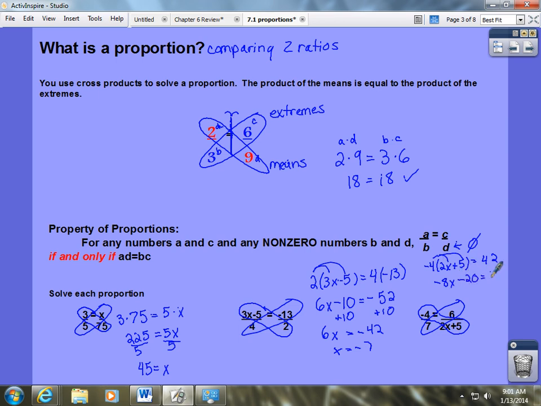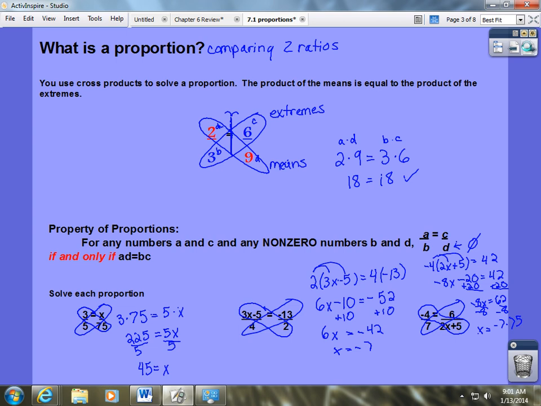And add 20, and 20. Okay, and I get 62 equals negative 8x. Negative 8x equals 62. Okay, so when I divide by negative 8, I get x equals negative 7.75. Okay, so all we're doing is cross multiplying on these problems.